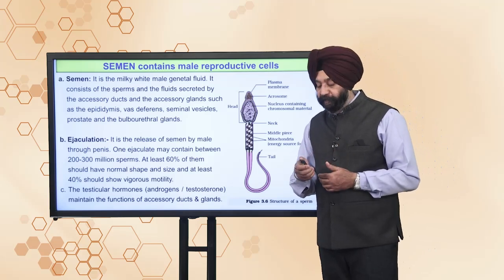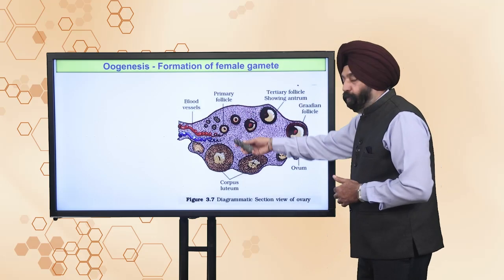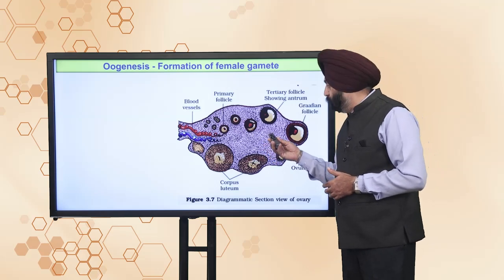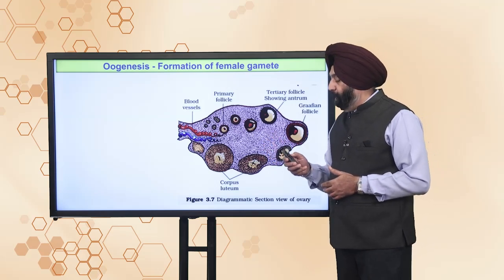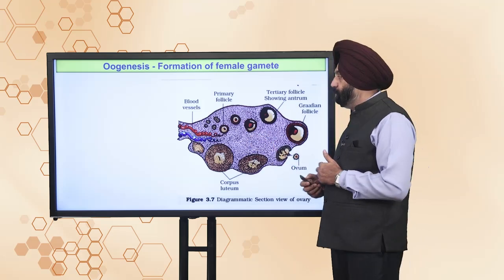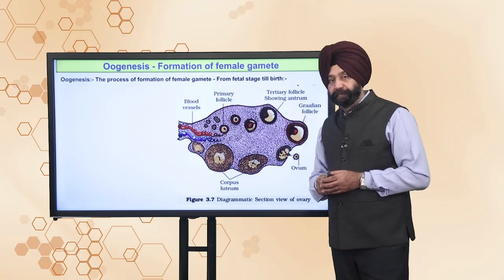Let's move on to the female gametogenesis. This is the photo in the book. It is familiar, you know it is the ovary. Now within the ovary oogenesis occurs. Let's study how oogenesis starts. Oogenesis is the formation of the female gamete.